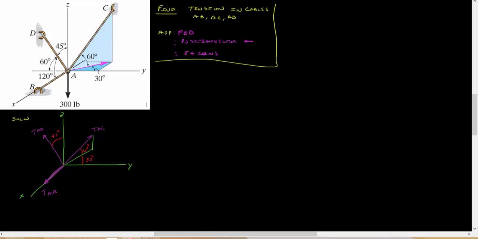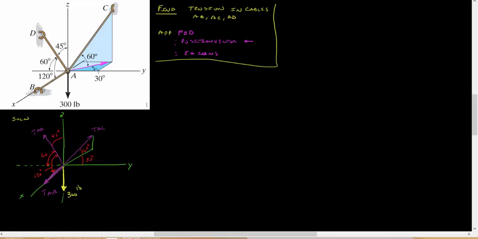This was 45. If we continued my axis here, we could say that from here to here is 60, and then from here to here, that angle is 120 degrees. And last but not least, we have our 300-pound force acting in the negative z.